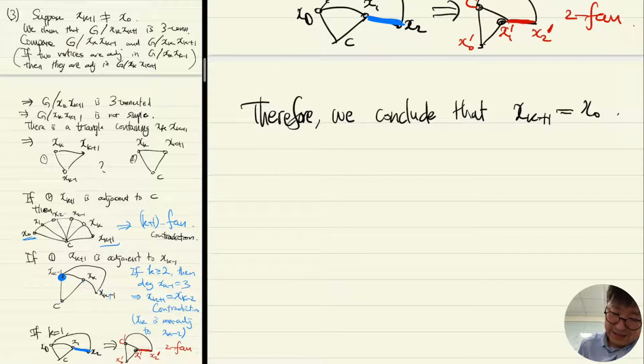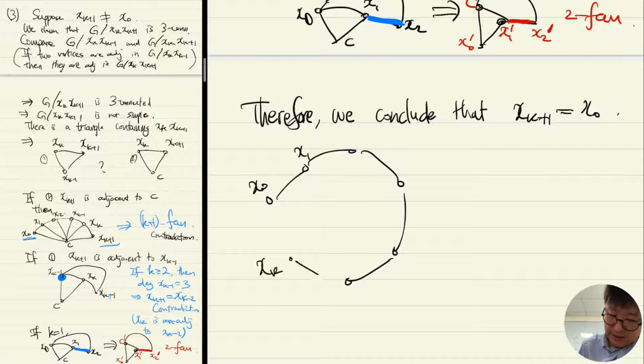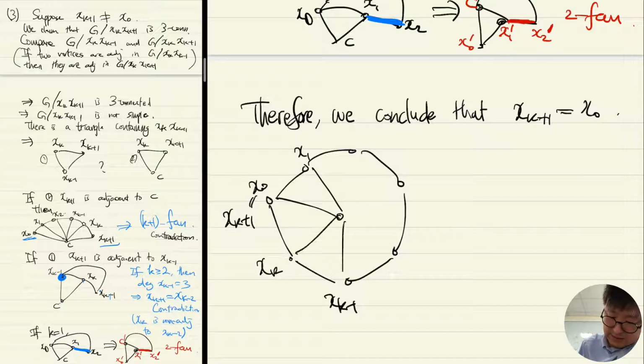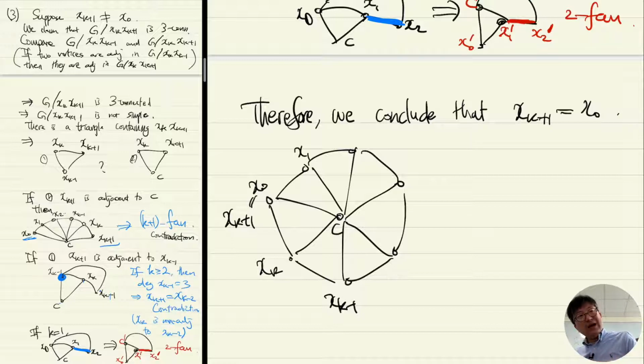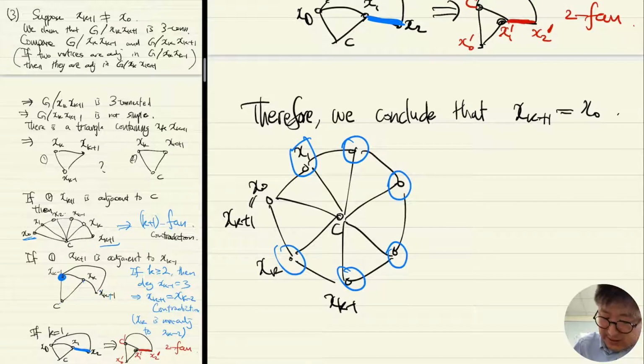Okay, so here x0, x1, xk minus 1, and this is equal to xk plus 1, and c is adjacent to everybody. So are we done? No, we are not yet done, because we have to show that this is the whole graph. But I have a very nice information that all these vertices have degree 3.